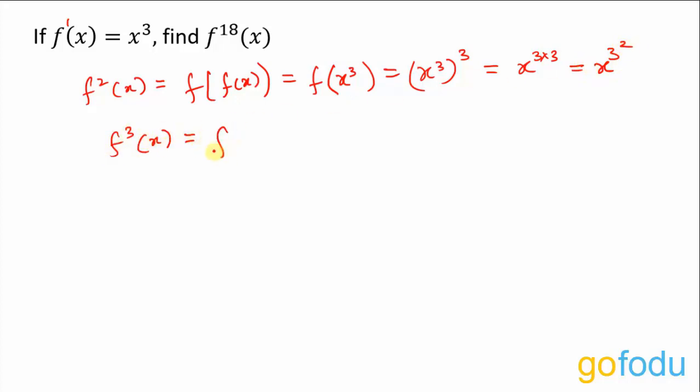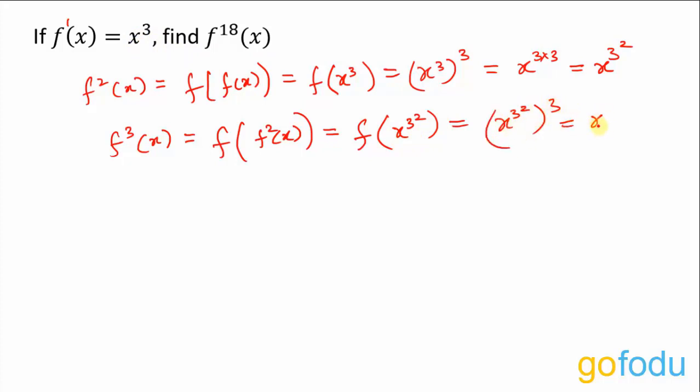f3x will be f of f2x. That will be f of f2x, which is x raised to 3 square. We'll put x raised to 3 square in place of x here and we'll get x raised to 3 square whole raised to 3. Again powers will get multiplied, x raised to 3 square into 3, that is x raised to 3 cube. So for f3x we got x raised to 3 cube. For f2x we got x raised to 3 square. So for f18x, continuing this pattern, we will get x raised to 3 raised to power 18.